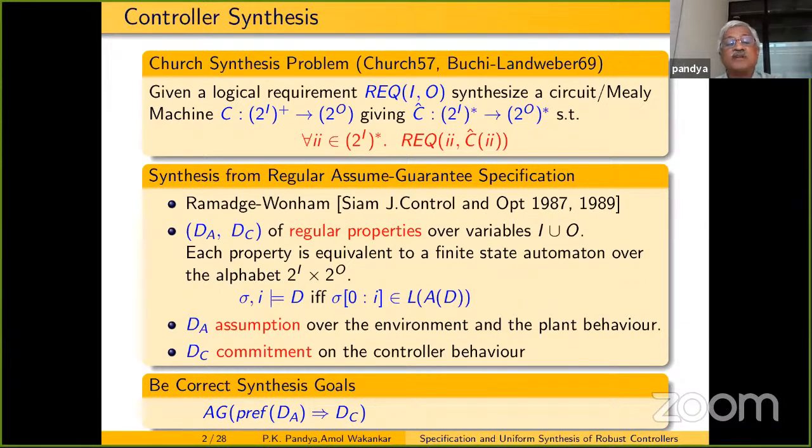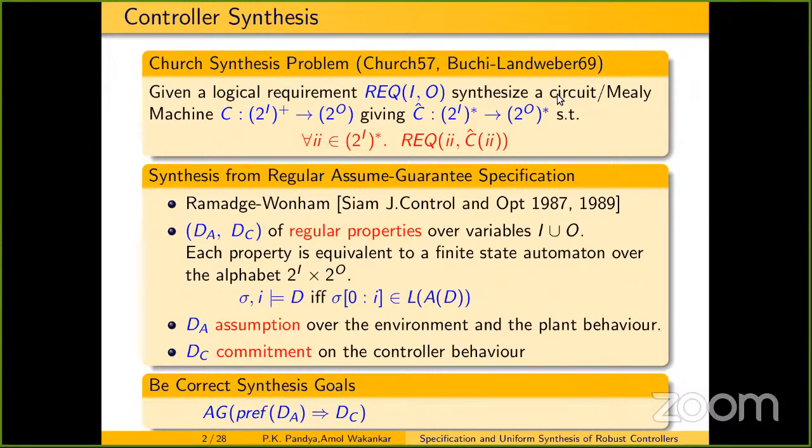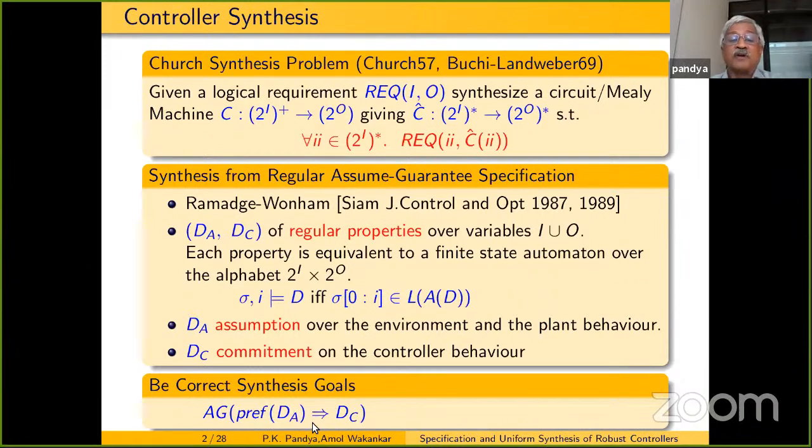There is no requirement that DC should be there. And so, sometimes, for certain DAs and DCs, the problem may be unsolvable because of this circularity. What you want is a causal function which will generate suitable outputs which will satisfy DC, right? So what we want to output is a circuit or a Mealy machine which will satisfy this property.